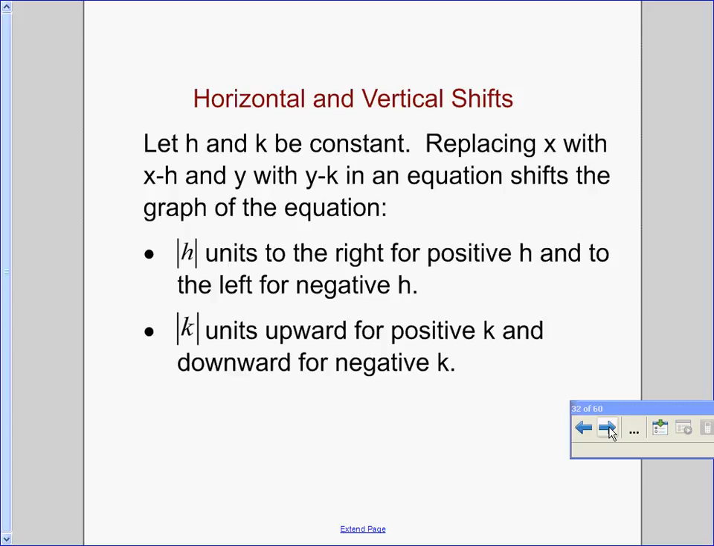So for horizontal and vertical shifts, if we have h and k, this is much like the transformations you've seen before. Replacing x with x minus h and y with y minus k is going to give us a shift. The absolute value of h is going to be to the right for positive h and left for negative h. Then the k is going to give us upward for a positive k and downward for a negative k. That's the transformation that's going to happen.